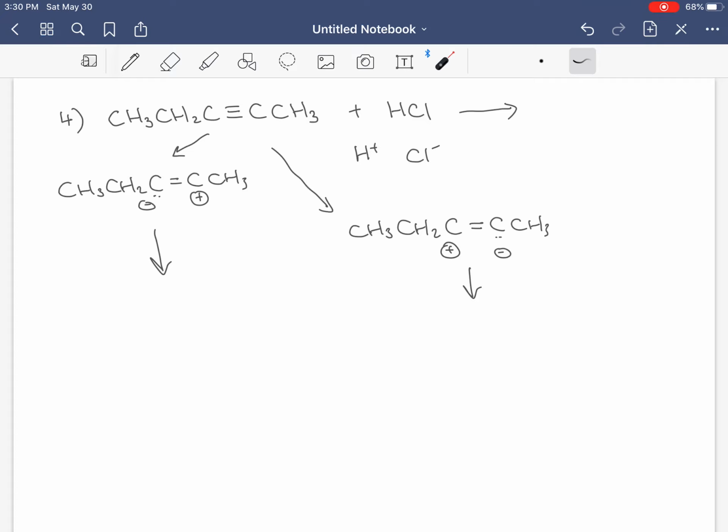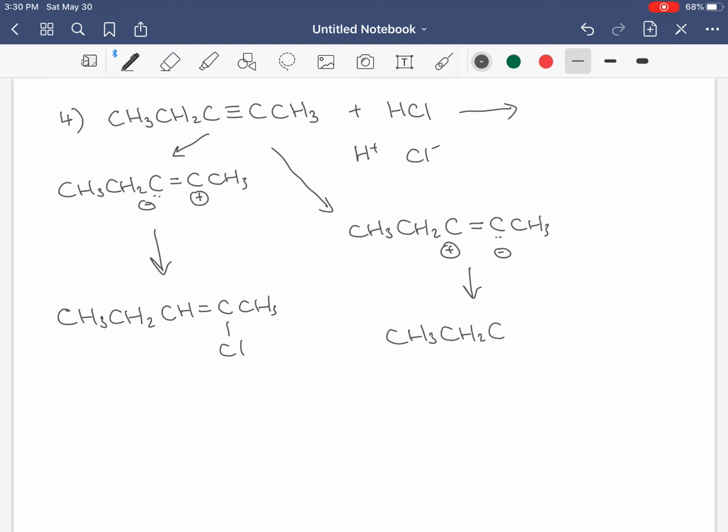So what we are having here is that we're going to have initially two separate compounds. We're going to have this, and we're going to have this. Okay, they will both exist and they'll both be there.